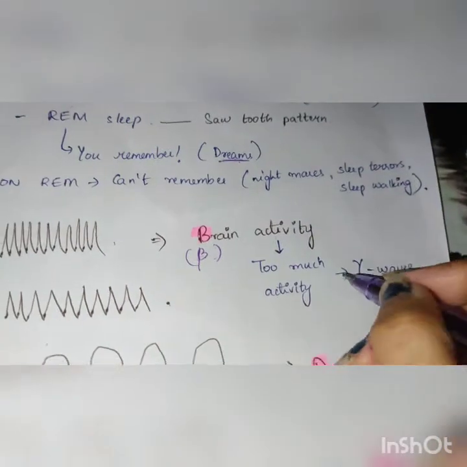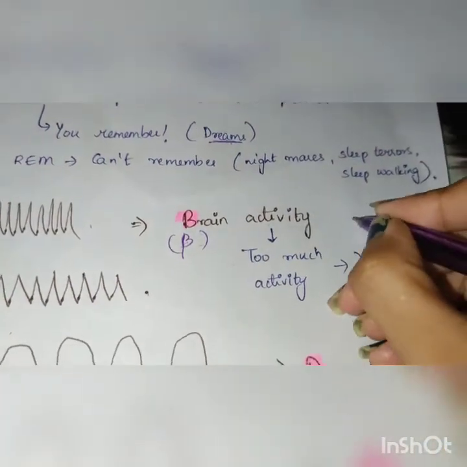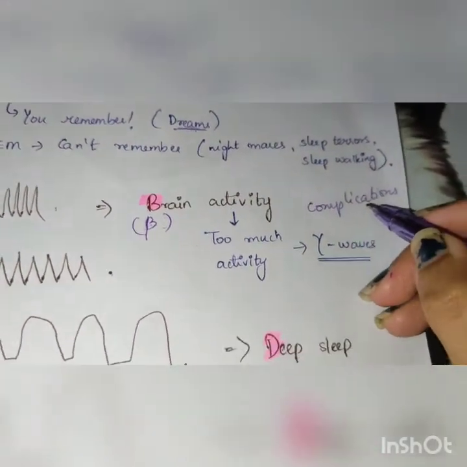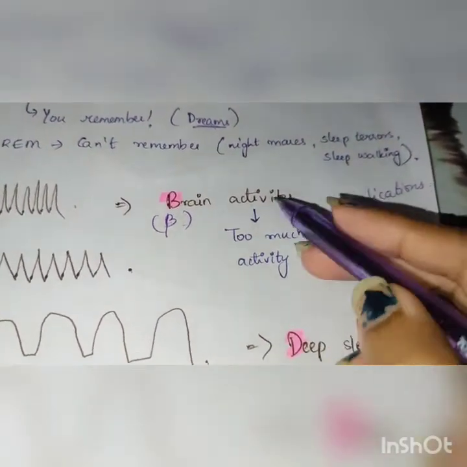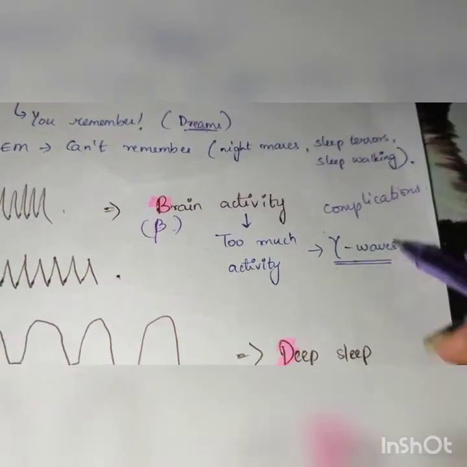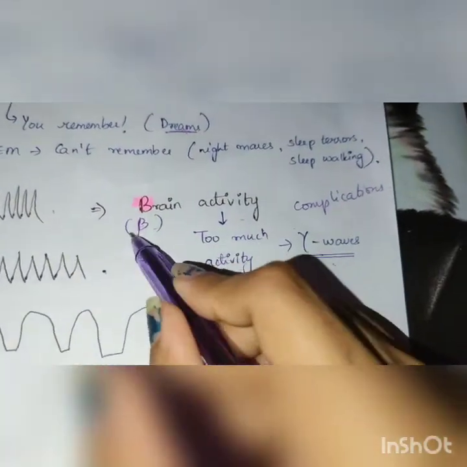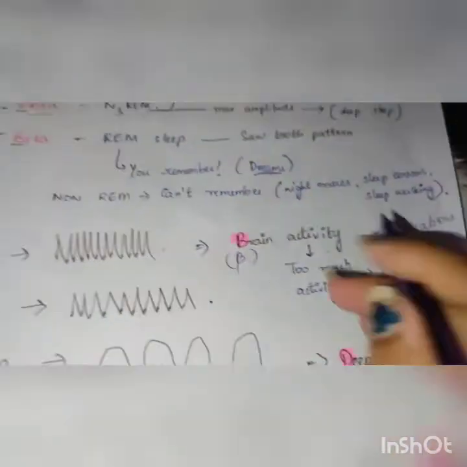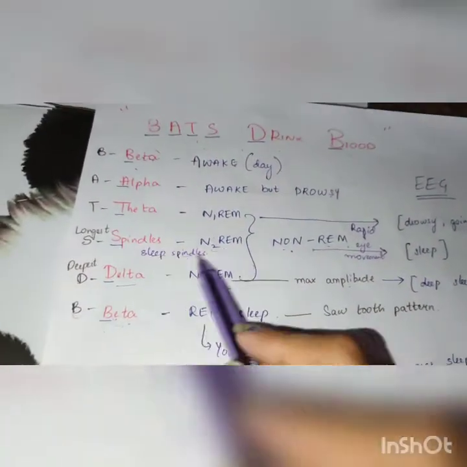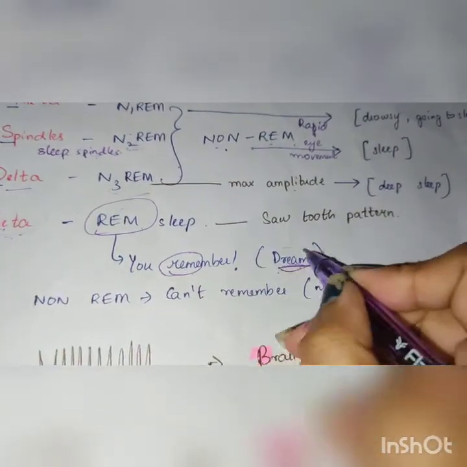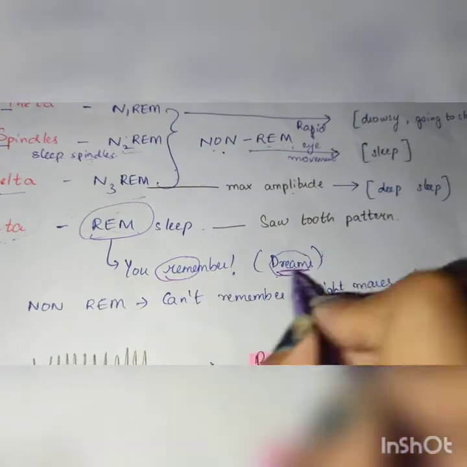And when there is too much activity, like when you're solving some very complicated problems, or when you're in a stress period of your life, that's when the beta waves are called gamma waves. Gamma waves are actually a form of beta waves only, but some people call it gamma waves. So normal brain activity, beta waves. Too much brain activity, gamma waves. And then beta and REM sleep, you can remember: REM for remember. In REM sleep, you get dreams. So REM sleep, you remember, you get dreams.